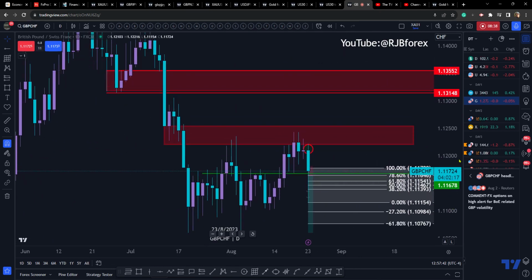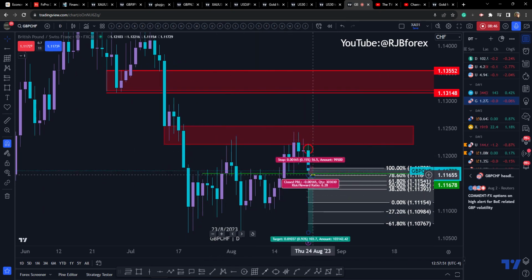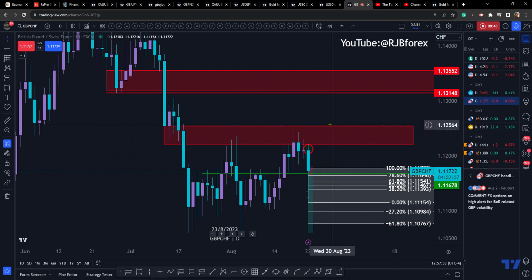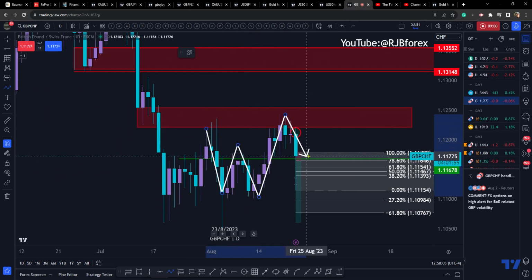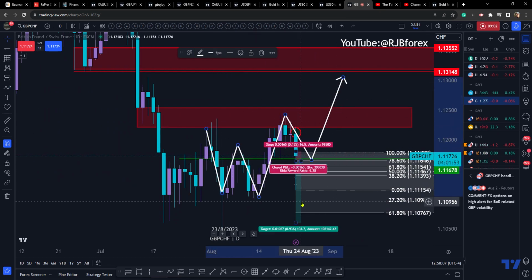So in this case, we've got the W there on the daily as well, as you can see. So we could be moving into this neckline support only to come back up. So I'll just draw that. That could be the scenario.